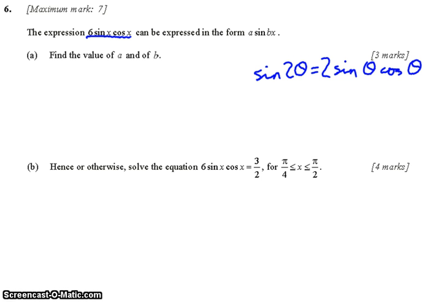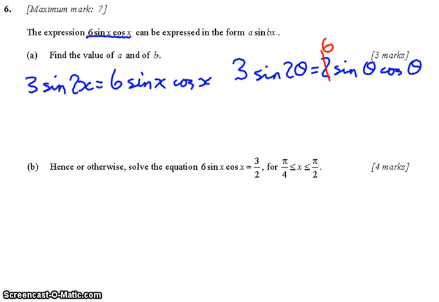Well, if we compare the 2 with a 6, hopefully you can think, well, I want 3 lots of that. So we now have 6 sine theta cos theta. Well, that's fine. It's written out like this. So put simply, you can just say 3 sine 2x equals 6 sine x cos x. So our A must be 3 and our B must be 2.